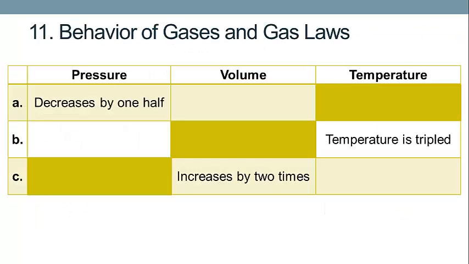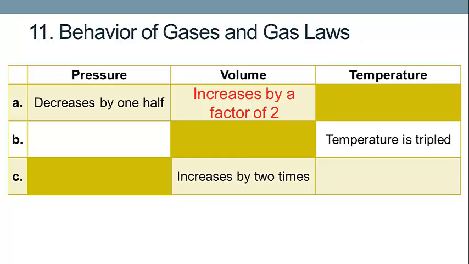Complete the table by filling in what would happen to the gas based on the indicated change. If the box is filled in, assume that that variable is constant. For A, if the pressure decreases by half, the volume is going to go up by a factor of 2. This is an inverse relationship, so if one goes down, the other goes up. If pressure is decreased, it's because the gas has to take up a bigger space so that we get a lower pressure. And temperature would remain constant.